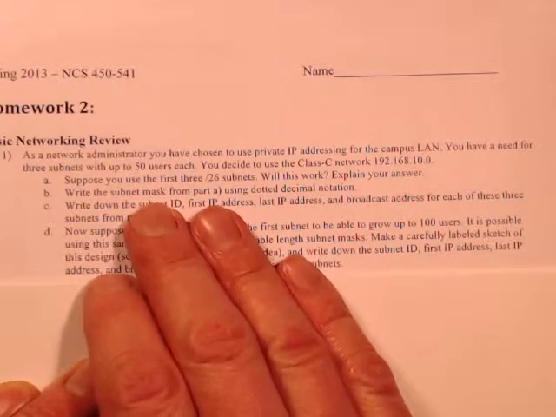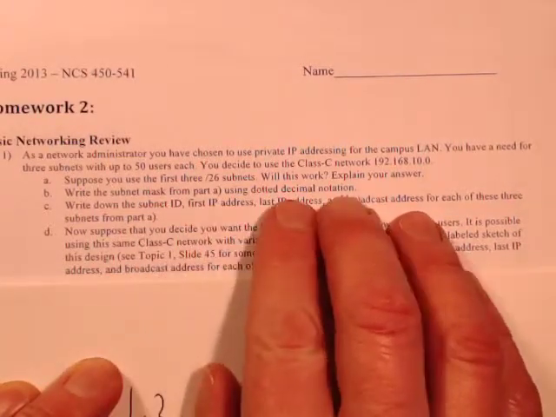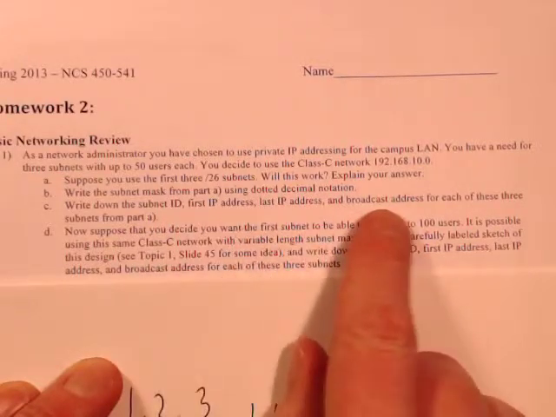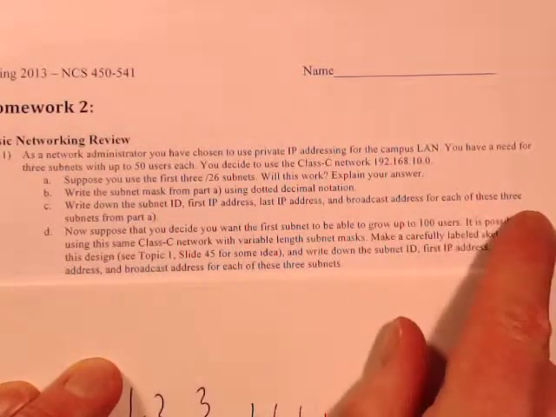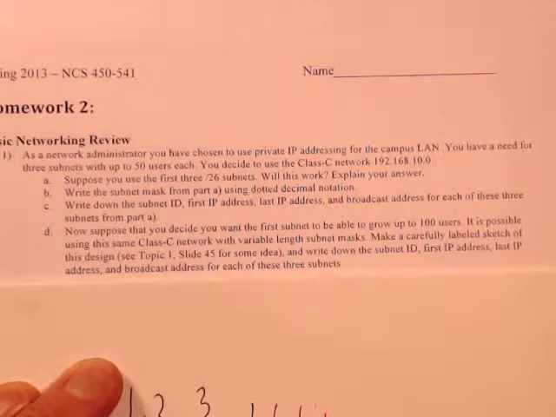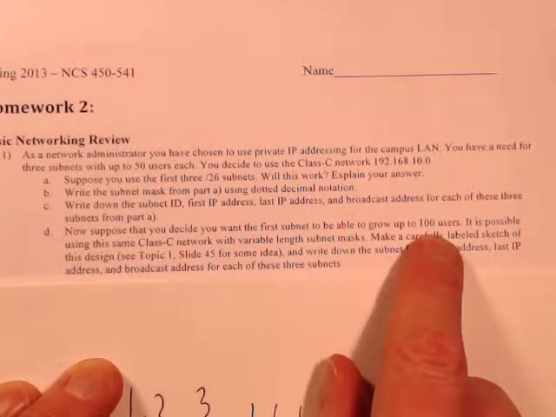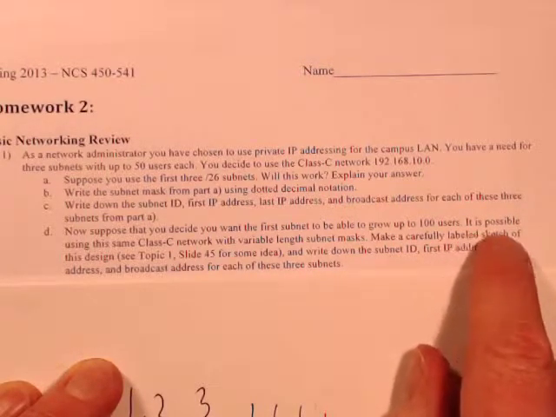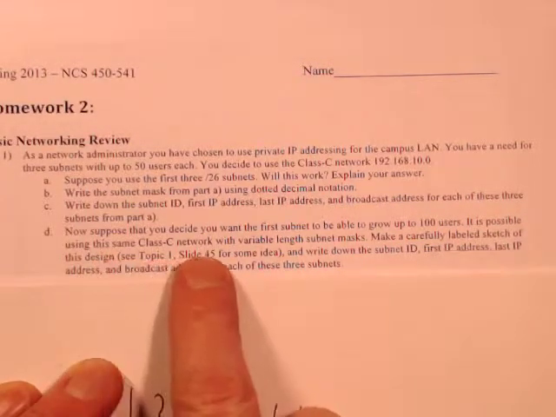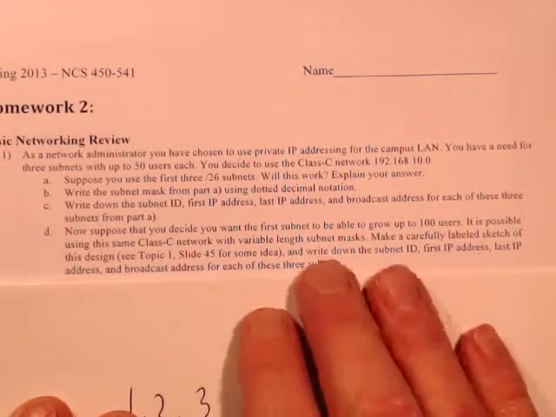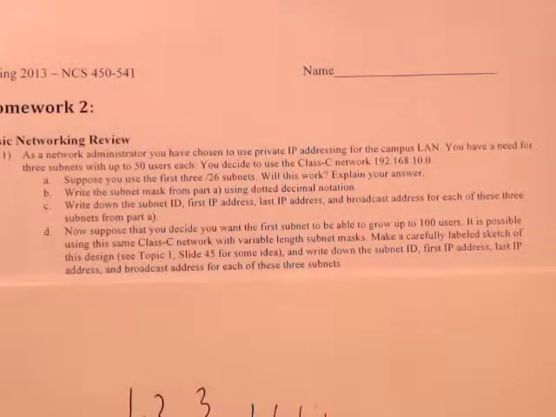Write down the subnet mask from A using dotted decimal notation. Write down the subnet ID, first IP address, last IP address, and broadcast address for each of these 3 subnets. And now finally in part D, you want the first subnet to be able to grow to 100. And I say here it is possible using this same Class C subnetwork with variable length subnet masks. And it basically asks you to show how that's done.